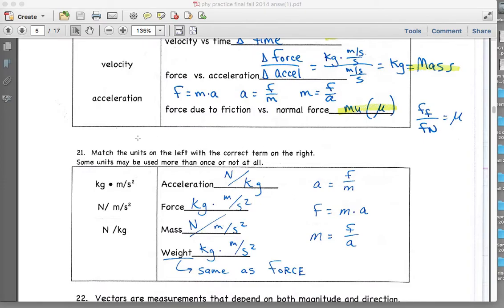Remember these kind of matching problems, be able to play the F equals ma game. So force is mass times acceleration. Mass is kilograms, acceleration meters per second per second. Now remember weight is force due to gravity. So weight and force have the same units. If I ask you for acceleration, that's the force to mass ratio, and then mass would be the force divided by the acceleration. Force in newtons divided by the acceleration.